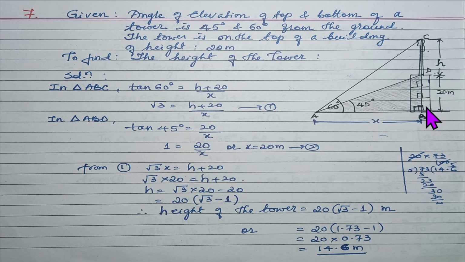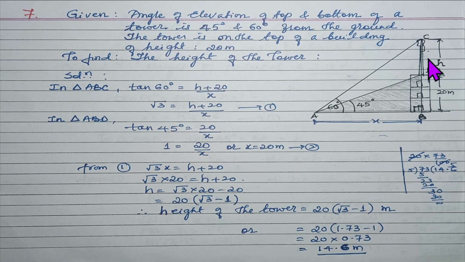Let us understand this. We are given a building of height 20 meters, and on that there is a tower, and the tower is CD. From a point A, the top of the tower has an elevation of 60 degrees, and the foot of the tower has an elevation of 45 degrees. Now we have to find the height of the tower.